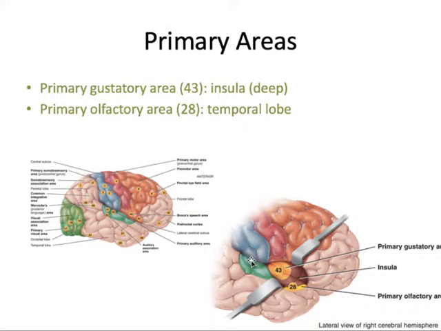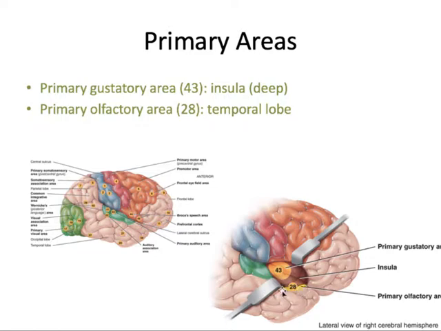All right, this next slide shows the additional 2 sensory primary areas. The gustatory area is here. It's actually shown that it's part of the insula. And remember, the insula is that 5th lobe of the cerebrum that's deep. So the primary gustatory area, the place where your taste sensations come into the brain, are in the insula, and the primary olfactory area is here.